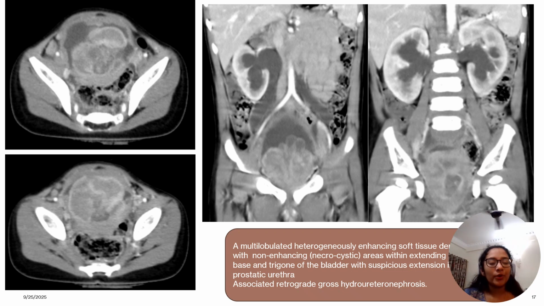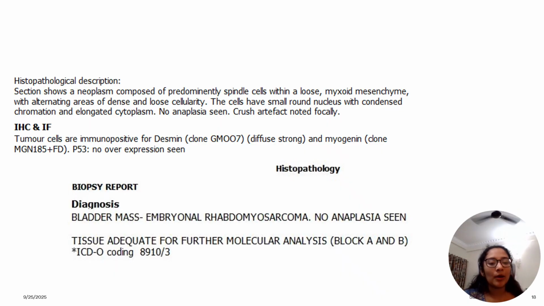So, going through the axial and coronal sections of the CECT abdomen of this child, a multilobulated, heterogeneously enhancing soft tissue density mass lesion with few necrocystic non-enhancing areas was noted involving the bladder, based at the trigone of the bladder, and suspicious extension and involvement of the prostatic urethra was also noted. There was associated gross bilateral retrograde hydroureteronephrosis. On biopsy, this had come out as a case of embryonal rhabdomyosarcoma.